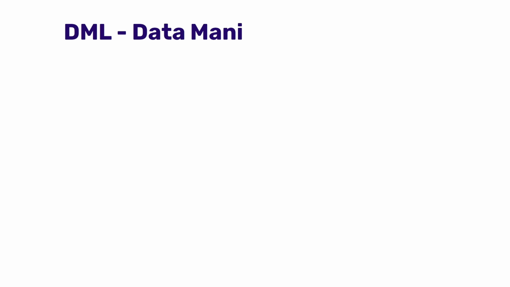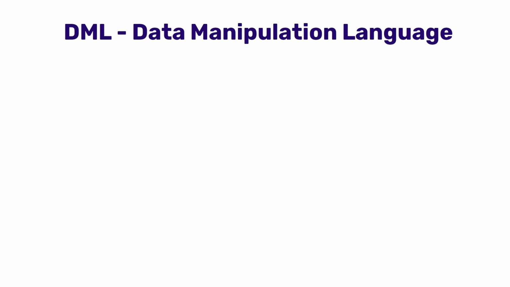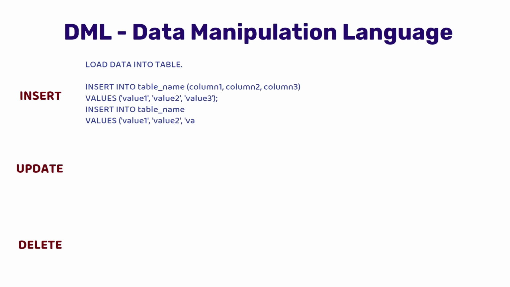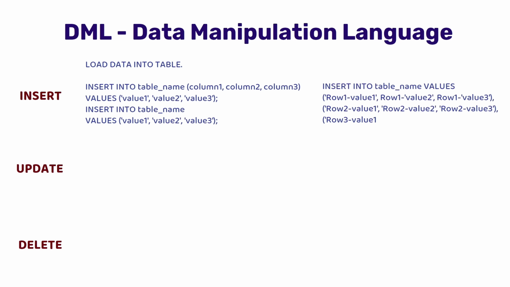DML, Data Manipulation Language. DML commands are used to load, modify, and remove data from the database. The commands include insert, update, and delete. Insert command can be used to load data into the table. The syntax can be like insert into table name followed by column list and then the values keyword followed by the list of values to be inserted. Mentioning the column names is not mandatory, and we can also insert multiple records using a single insert statement as shown.